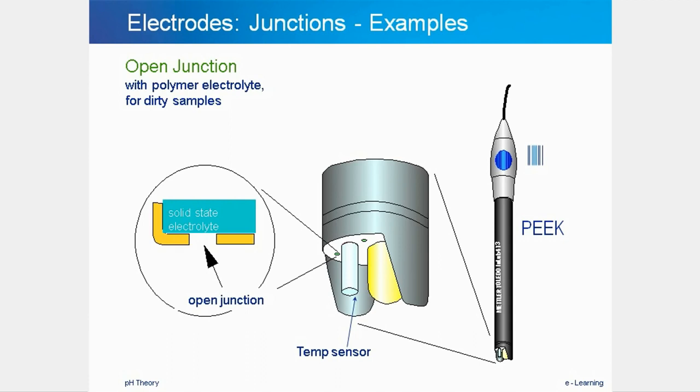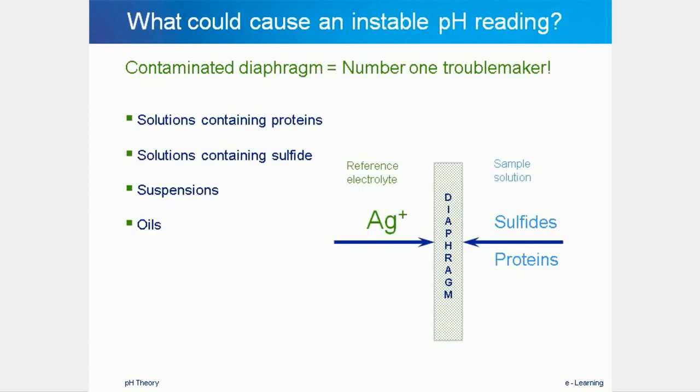This junction is usually used for very dirty samples like soil suspensions or equivalent. The type of diaphragm is also a very important factor in the choice of a pH electrode, as a blocked diaphragm is the main cause of wrong or unstable pH measurement. The sample itself can cause blockage of the junction if the solution contains, for example, proteins which can get stuck in the porous ceramic material, or if there are small particles in a suspension which can nestle into the porous ceramic junction. Also, oily samples can block the diaphragm through their viscosity.